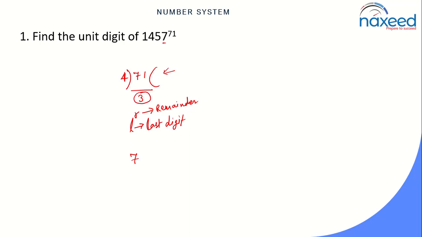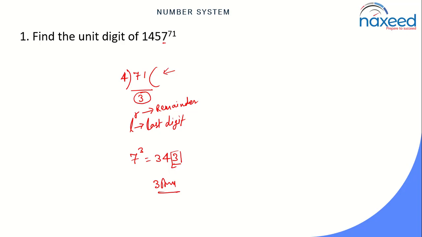So the last digit in our question is 7, and the remainder is 3. Yes or no? So 7 to the power 3 will give us 343. Correct? Now 343, what is the unit digit? Unit digit is 3. So our answer will be 3 only. That's it. Only that much, these two steps you have to do in the examination, and you can solve any question of unit digit within a minute. There is no doubt about it.